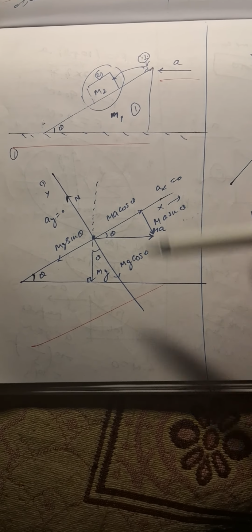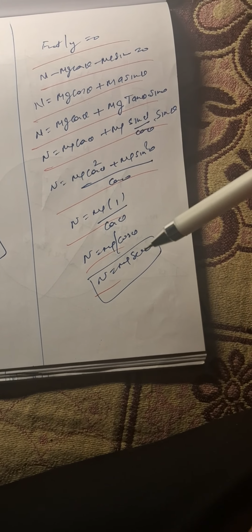Then we have a composite wedge block problem using the concept of pseudo force and calculations of conditions on acceleration so that both move together without any relative slipping. The calculations, conditions of normal reaction and acceleration on that.